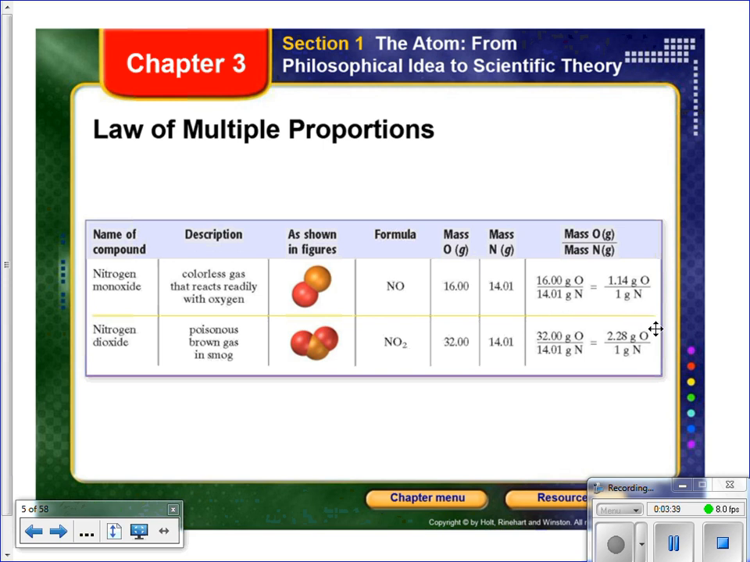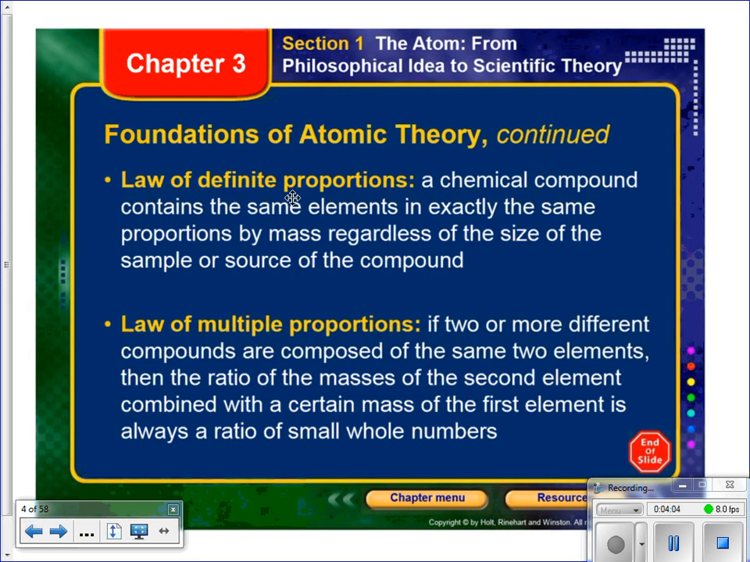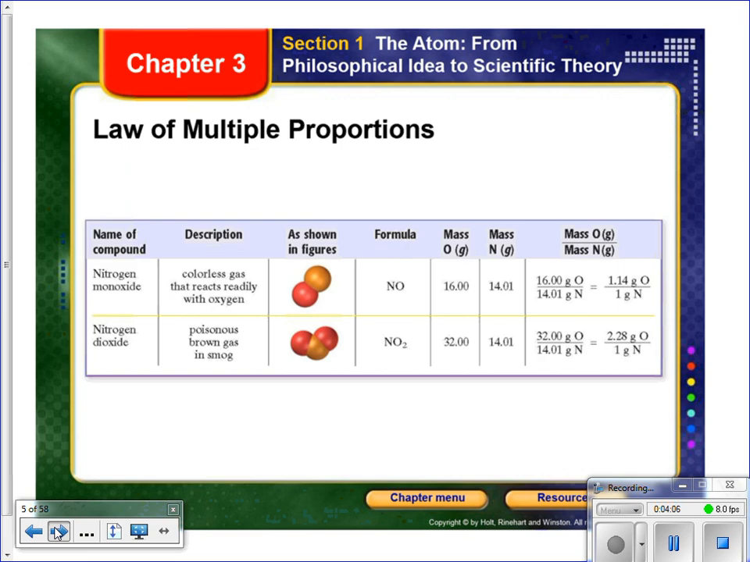And if you'll notice, for nitrogen dioxide, our oxygen is double the amount. The subscripts, the little numbers at the bottom, are also the lowest whole number ratios. They can't be reduced, is what that means. So law of multiple proportions, we're comparing 2 compounds. Law of definite proportions, we're just looking at 1 compound.